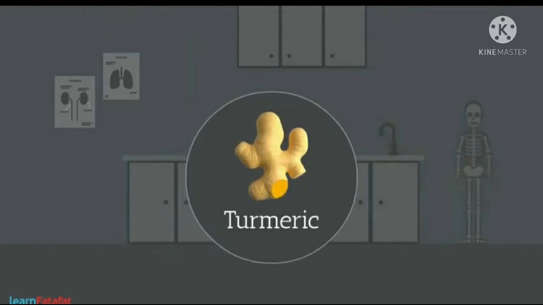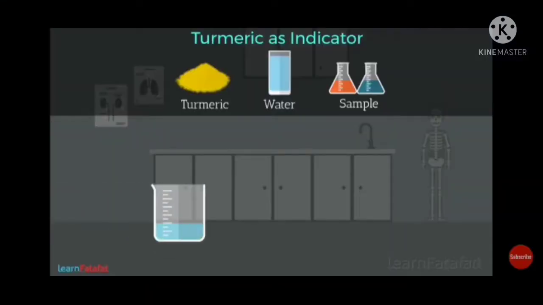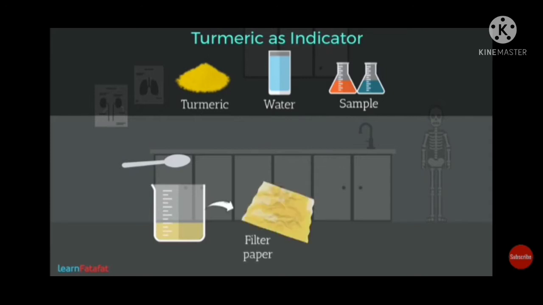First, we have to learn about turmeric as a natural indicator. For this, we can do an activity. Take some water in a beaker and add a tablespoon of turmeric powder. Mix it and make a paste. Apply it on a filter paper and dry it. After drying, cut into strips of paper. Now we can test if the substance is acidic or basic.